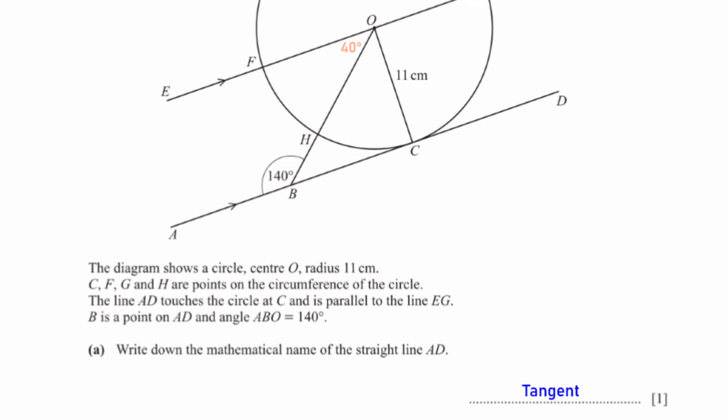The diagram shows a circle, center O, radius 11 centimeters. C, F, G, and H are points on the circumference of the circle. The line AD touches the circle at C and is parallel to the line EG. B is a point on AD and angle ABO is 140 degrees. Write down the mathematical name of the straight line AD. The line AD touches the circle at one point, so it's called a tangent.